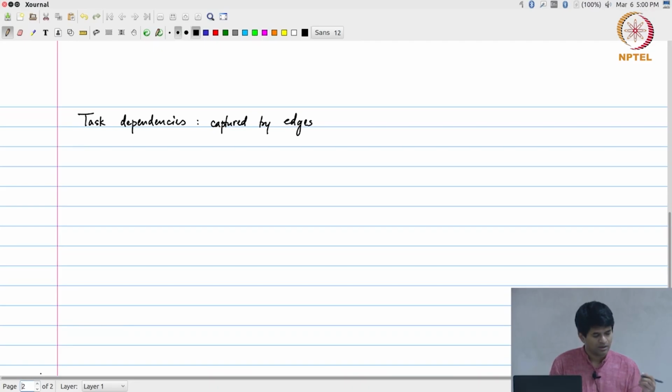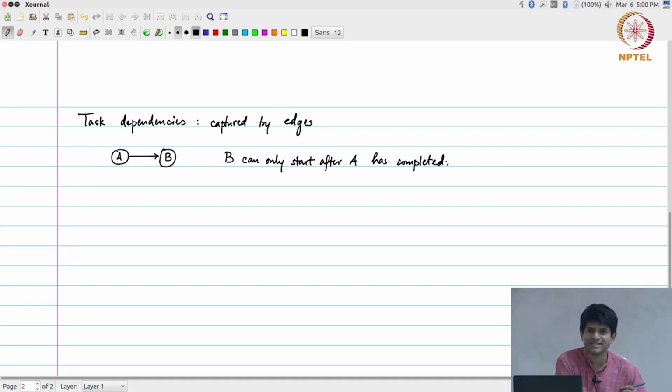Okay? So the task dependencies are captured by edges. In general, if there is an edge from A to B, this indicates a dependency. B can only start after A has completed. Okay? So these are the direct dependencies that we have between the different nodes in the graph.